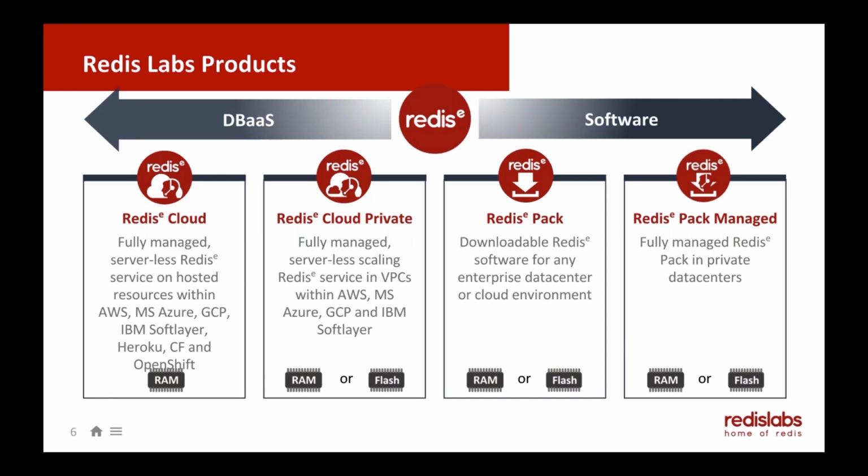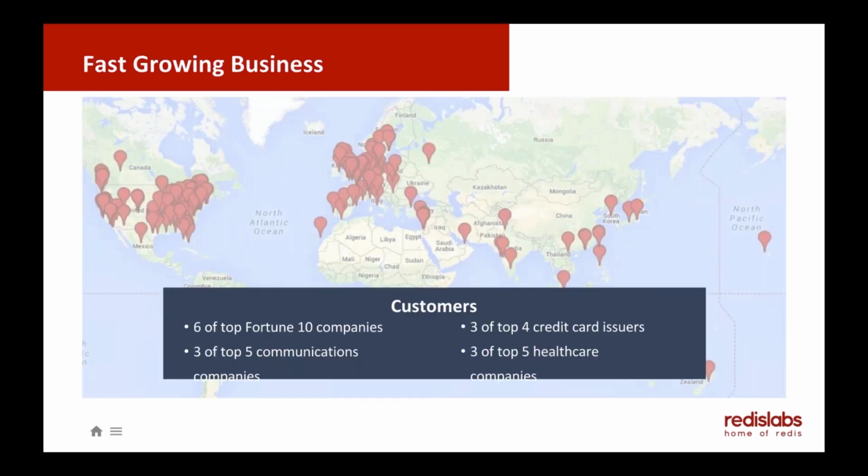We also provide Redis Enterprise as software. You can take the same software that we use to run the large deployment in the cloud services and run it yourself on-premise under your control. We call this Redis Enterprise Pack. It's downloadable on many different platforms. And you can also get a managed experience called Redis Enterprise Pack managed if you want us to manage that deployment in your private cloud.